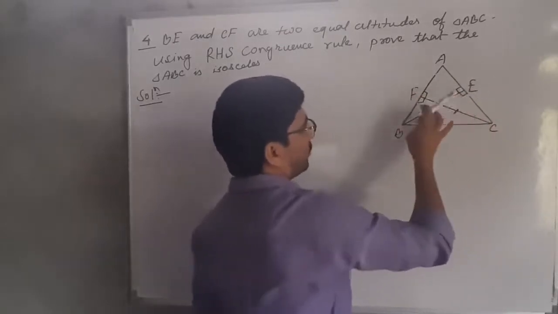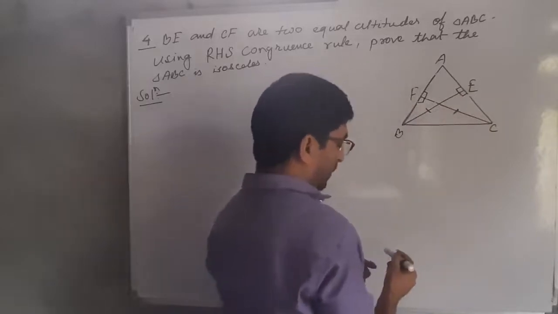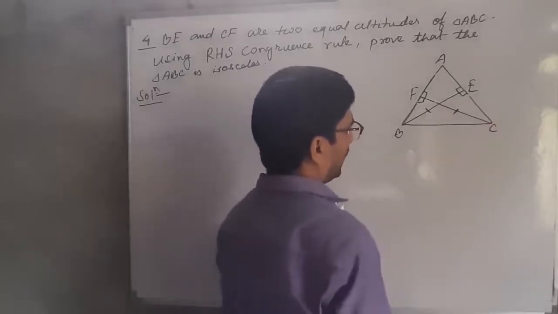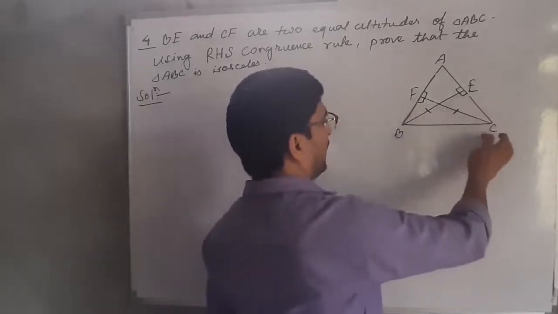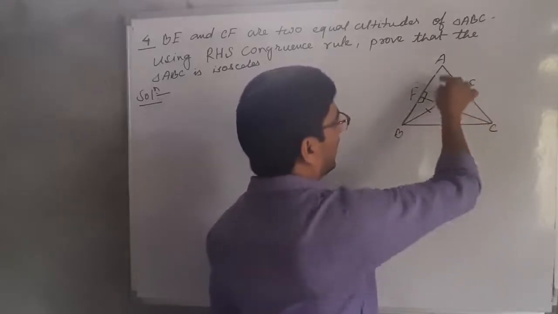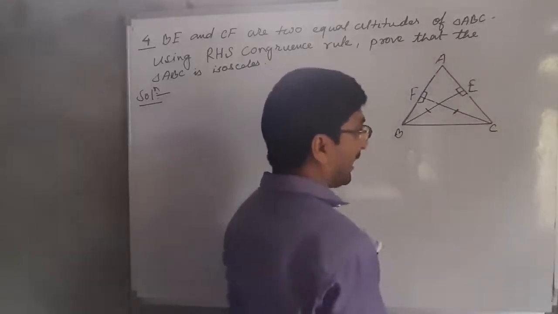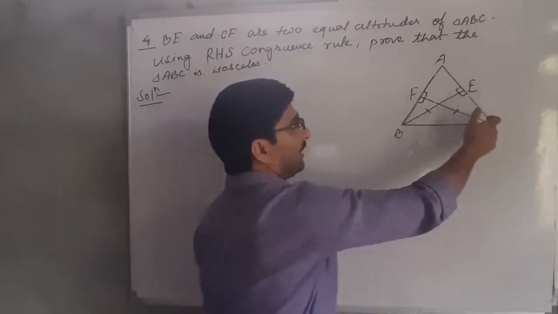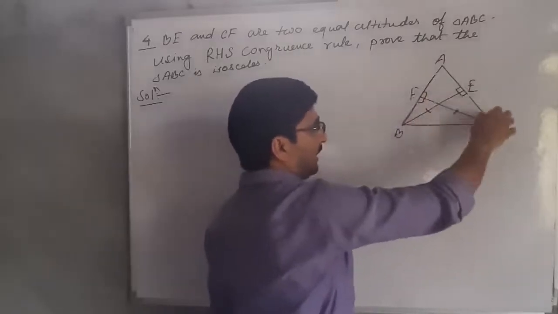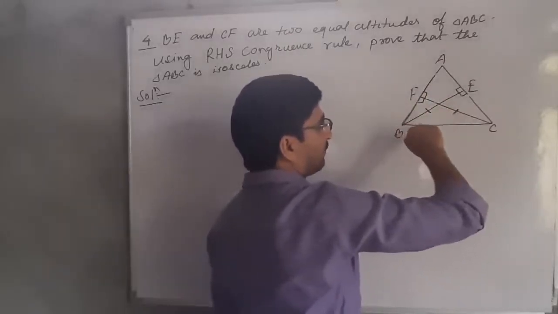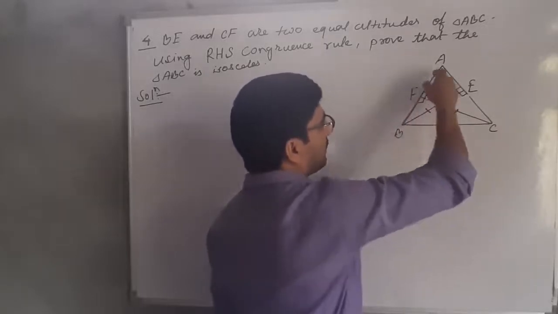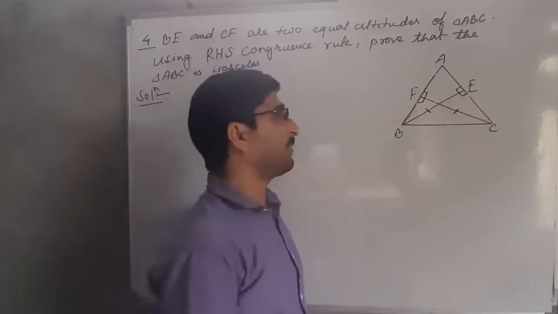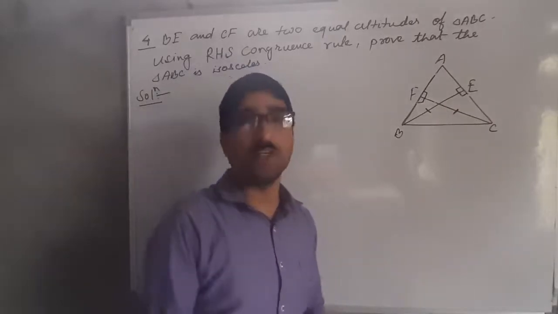That is the RHS rule. If these two are congruent, then angle B equals angle C, this whole angle. So in the triangle, if angle B equals angle C, according to sides opposite to equal angles, AB equals AC. If we prove angle B equals angle C, then we can write AB equals AC, sides opposite to equal angles. If AB equals AC, then it is an isosceles triangle. That way only you can prove.